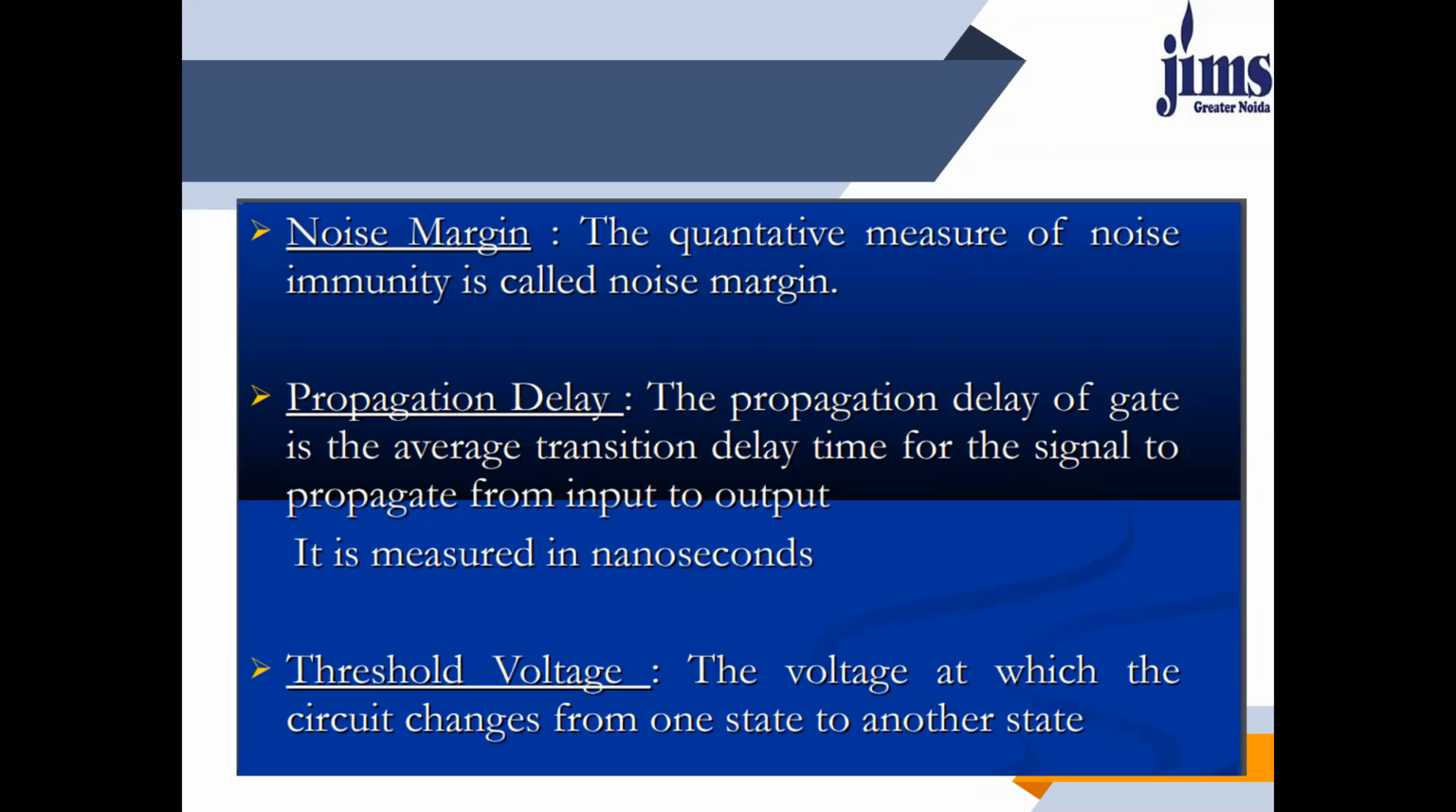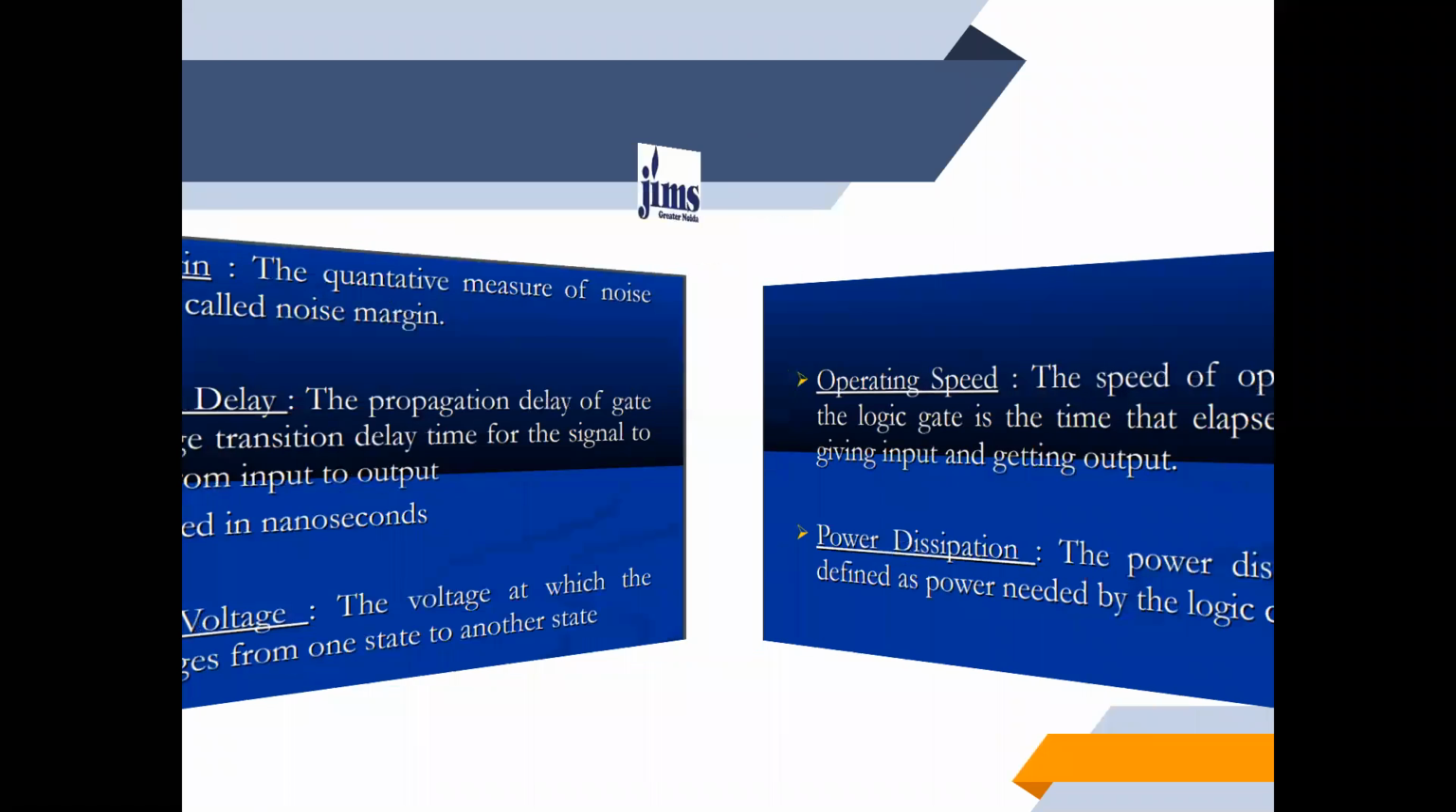Let's go to the next. Next is propagation delay. The propagation delay of a gate is the average transition delay time. It is the time a signal takes to propagate from input to output. You know this very well. Threshold voltage is the minimum voltage needed to change from one state to another. Like 0.7 volt is needed to operate a diode; that 0.7 is the threshold voltage.